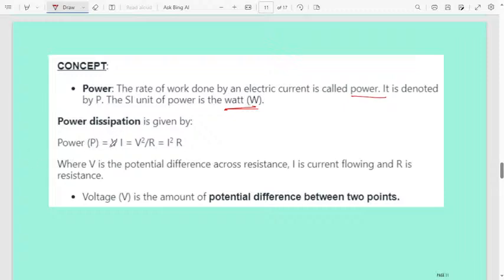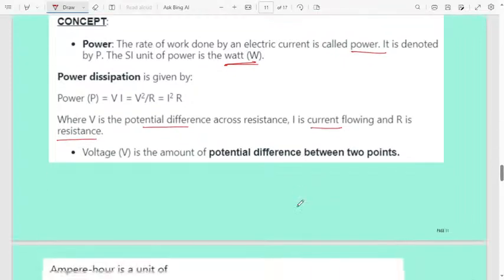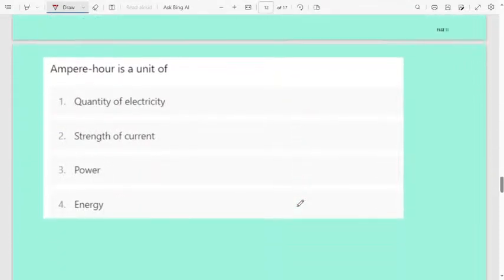Power will be equal to VI. Then in place of I you can substitute V by R, then V square by R, which will be equal to I square into R. These all three forms are the same. Here V is the voltage, the potential difference across the resistance, I is the current flowing, and R is the resistance. Then what is meant by the voltage or potential difference? The amount of potential difference between the 2 points. That one everyone knows. Yes.